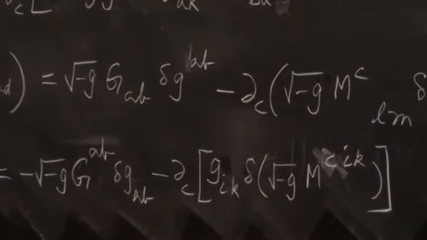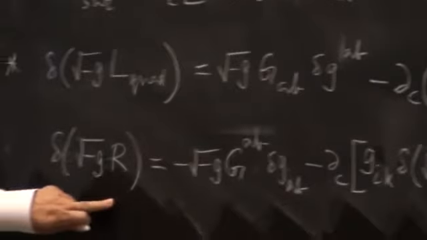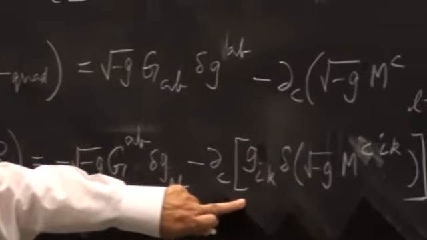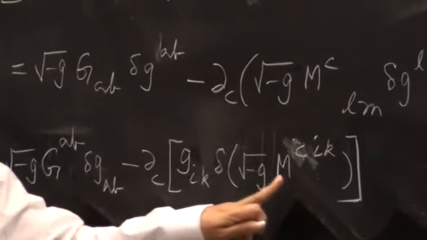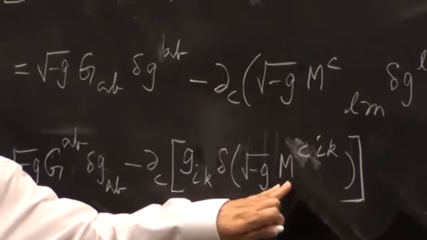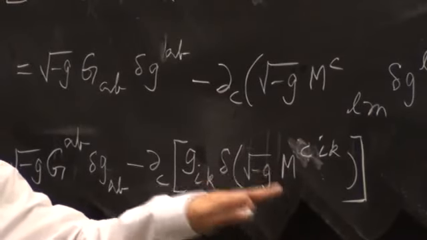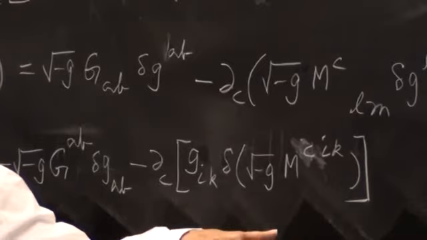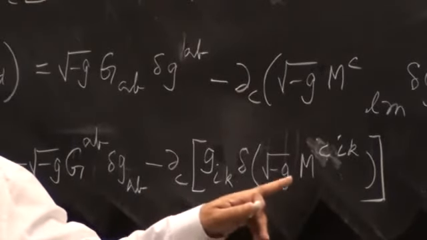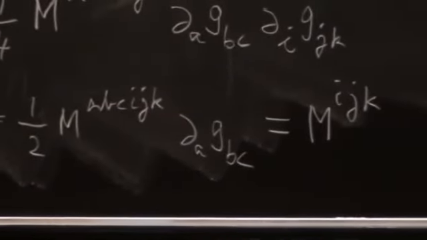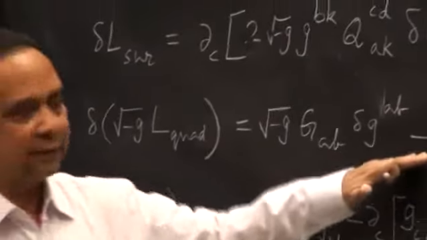Just to summarize again, if you vary R root minus g, you pick up this term which you want, then you get a surface term, and that surface term will involve delta of this quantity, and these quantities involve first derivatives of the metric. Therefore, the surface term will involve variation in the first derivatives of the metric. But this I have identified as the canonical momentum of the theory. I identified that by looking at the variation of the quadratic part of the action and computing what it is.